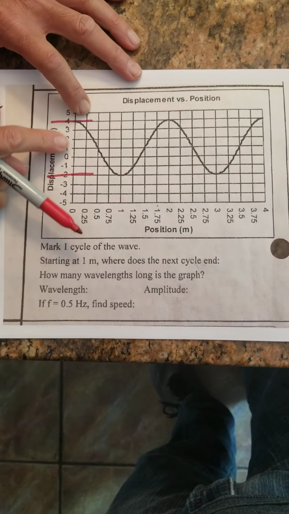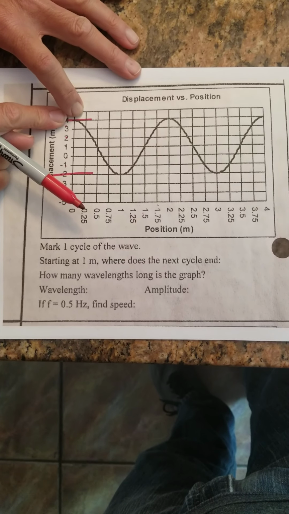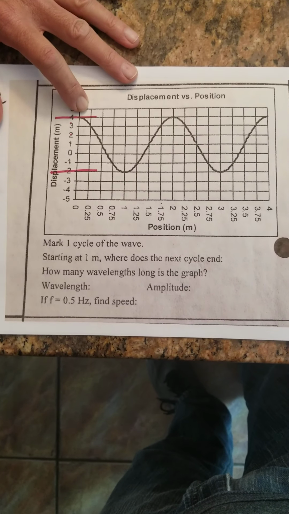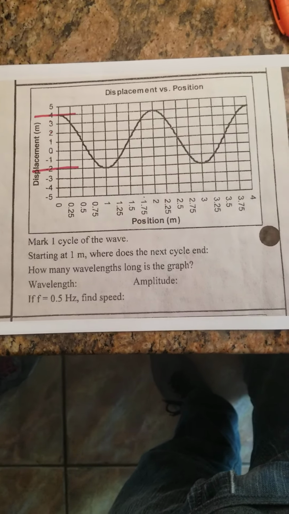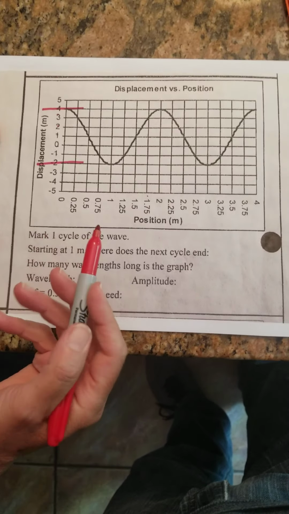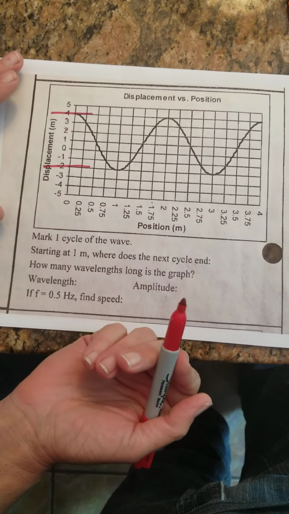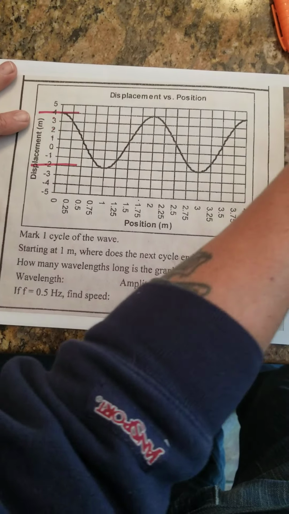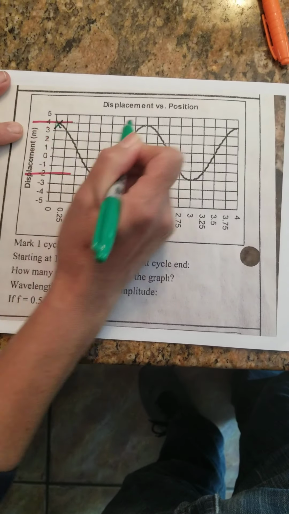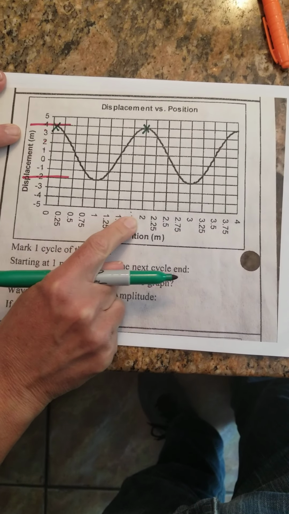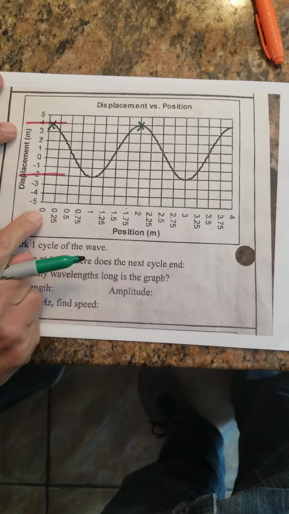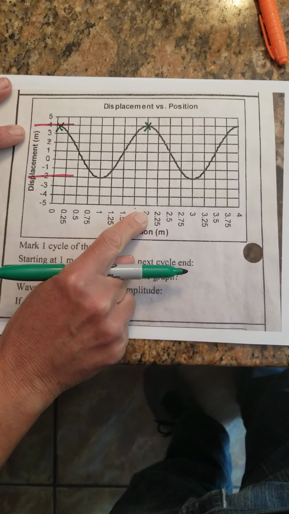So we just can't look and see where a crest is. You have to be aware of the graph and look at it before you answer questions. But it's always the distance from crest to trough. Wavelength, again, if you want to measure from crest to crest, we can measure from this crest to this crest. It started at 0 meters. It ended at 2 meters. So our wavelength is 2 meters.